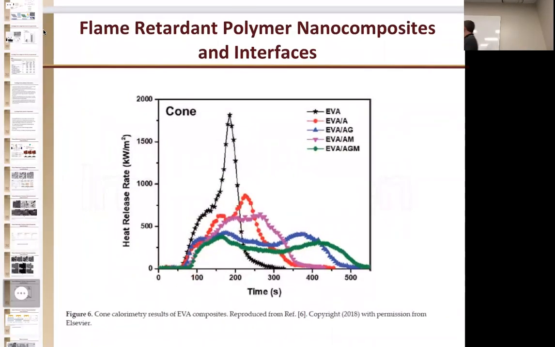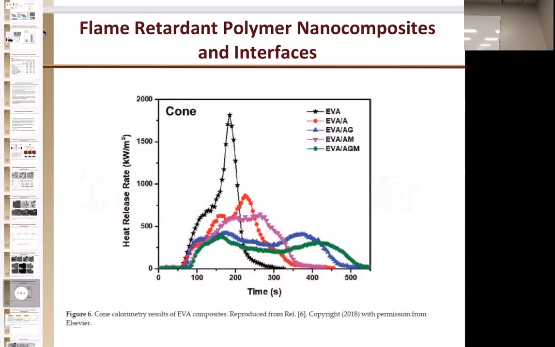So the first one at the top is the polymer by itself. And it has a huge peak right here. It's completely burned out by 30 seconds. So the next one is just with the aluminum hydroxide. Okay, no other thing, just the endothermic effect here. And that's this red line here. And we have a nice peak here, but it burns out fairly quickly as well. So the aluminum hydroxide is doing a good job. It has lowered it by almost half right here.